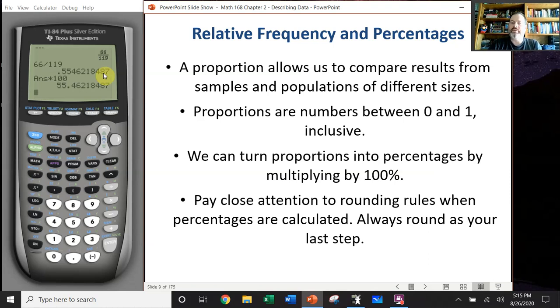So just be real aware of that. And then obviously we turn proportions into percentages by multiplying by 100%. I just did that for this first example. And the last bullet, pay close attention to rounding rules when percentages are calculated. Always round as your last step. You never want to round and then do further calculations.